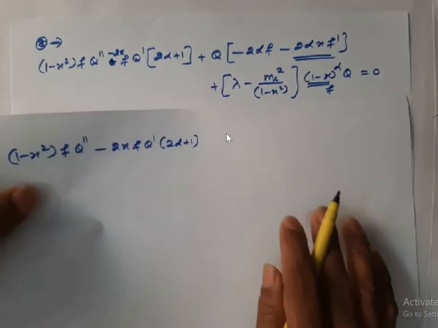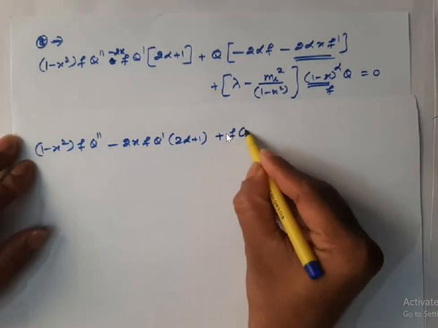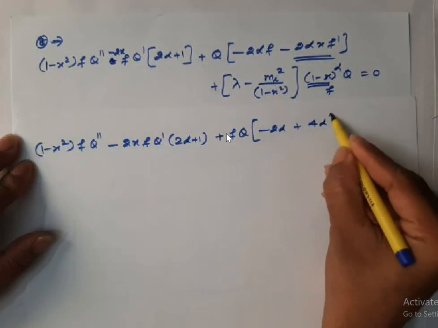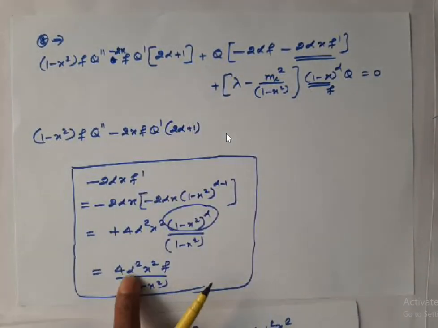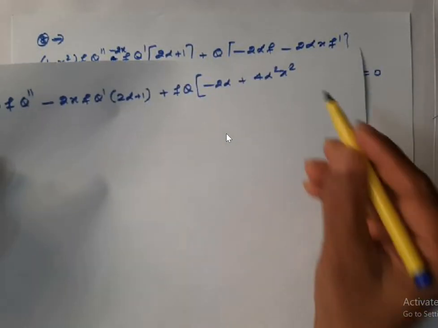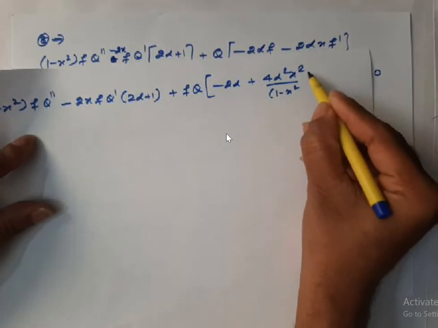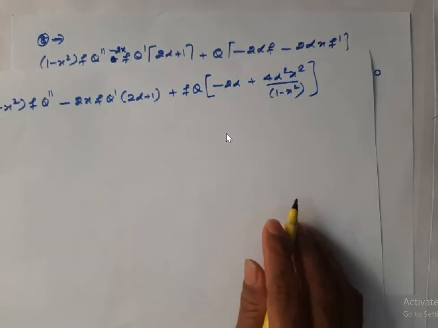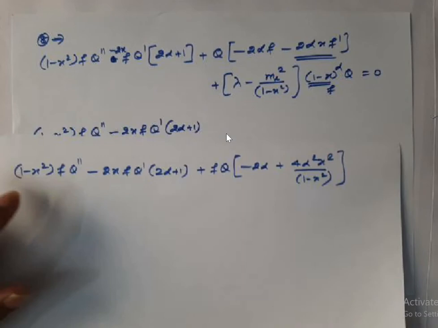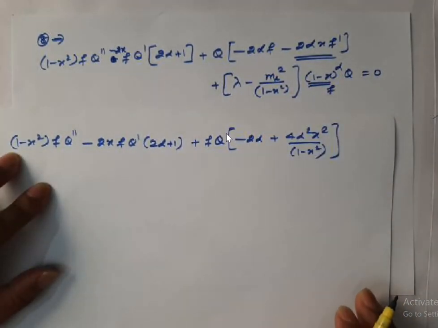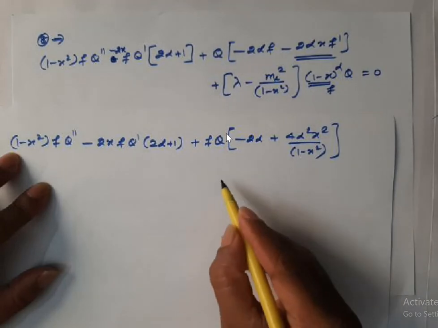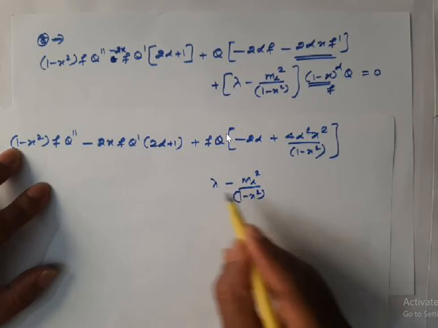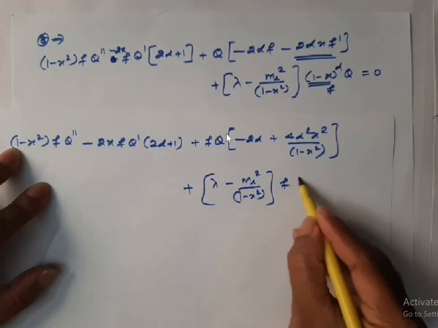So I am going to take f also as common. If I take f common, I'll get f of q into, this becomes minus 2 alpha, and this will get 4 alpha square x square by 1 minus x square. Okay, so this is the term we have. Then we had the remaining terms. What are the remaining terms? This one, that is lambda minus ml square by 1 minus x square into f q equal to 0.